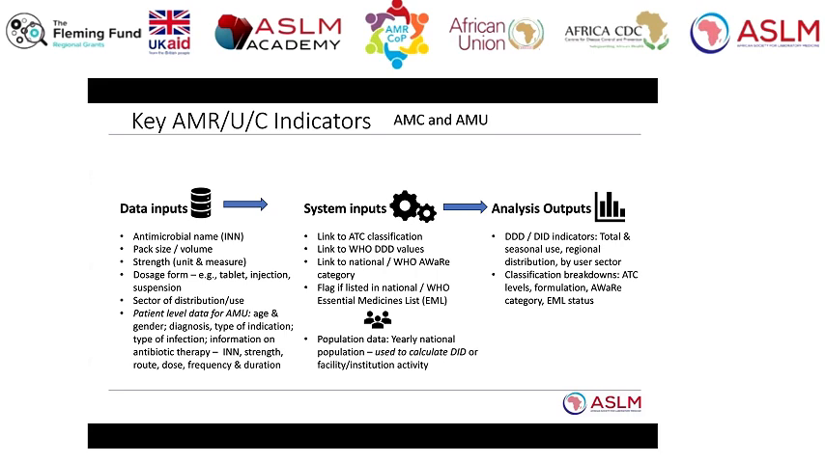So your outputs, you'd be looking at DDD and DID indicators, and you're looking at either the total, which will allow you to see trends over the years, or seasonal, to be able to see when you're utilizing antibiotics largely, to be able to see some seasonal variations. You also want to look at regional distribution and also by sector. Is the private sector utilizing more than the public, or vice versa? And more disaggregated analysis points. Then you want to classify this as a breakdown on the class, the formulation, the AWaRe, and the EML status, so that you're able to just make sense of your use of antimicrobials in the country.